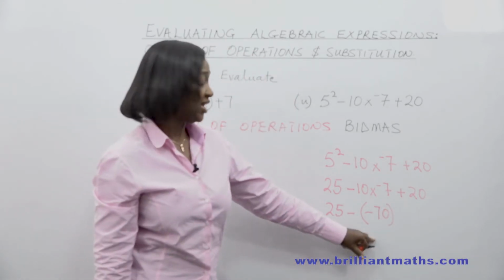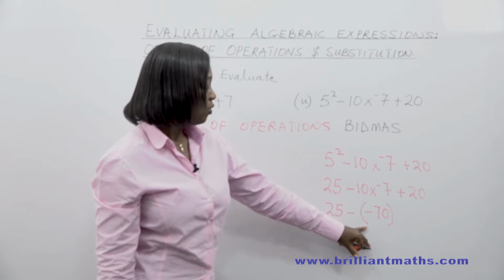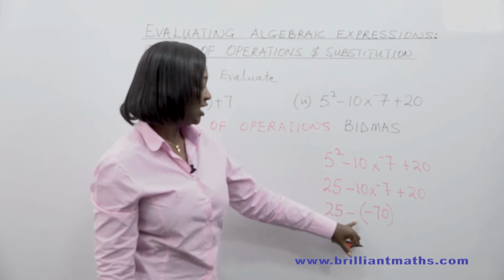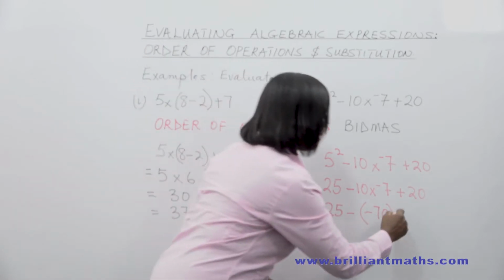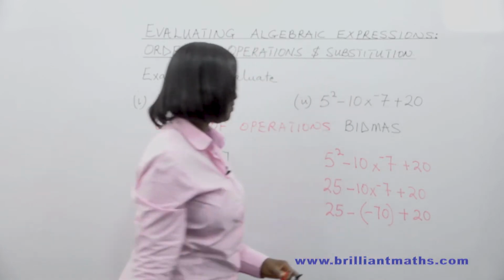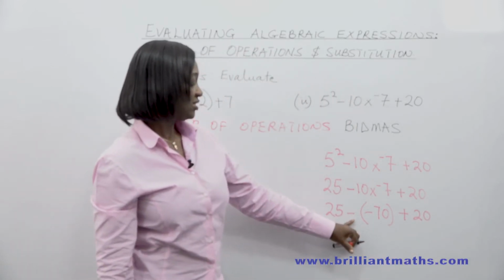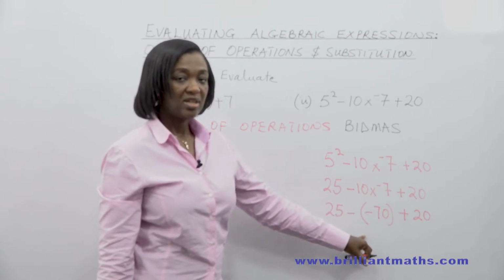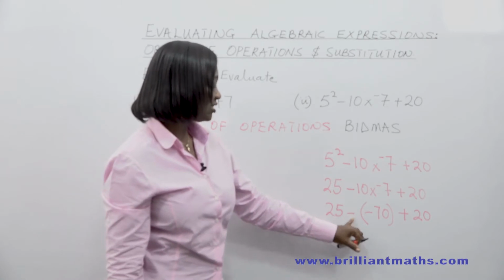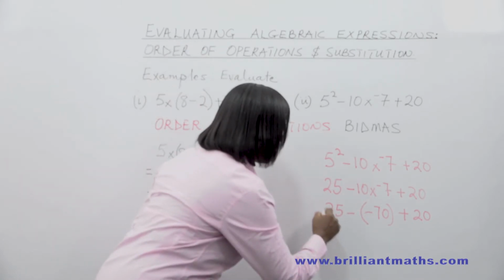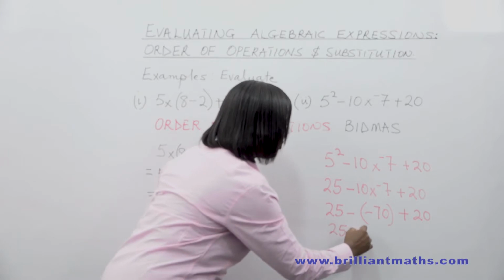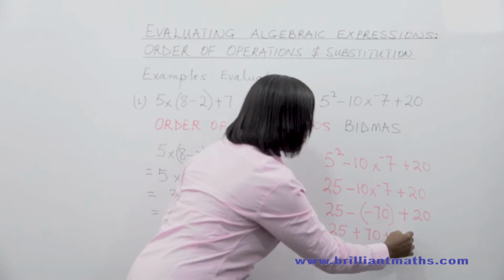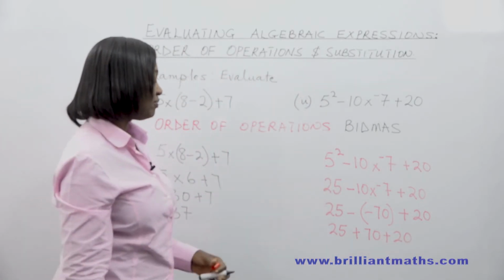I introduced this bracket so that we can work with this minus sign in front of it and be able to see what happens there. Plus 20. Minus and minus separated by a bracket is an addition. So it's like minus times minus. So it becomes 25 plus 70 plus 20. We can then add all of them together.